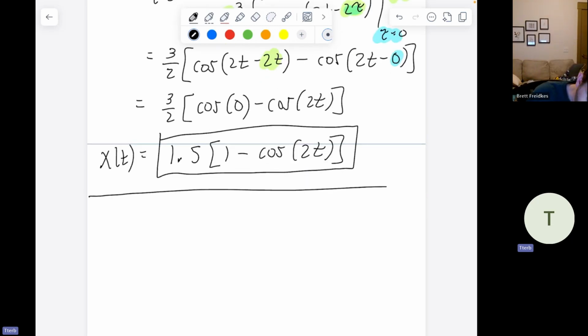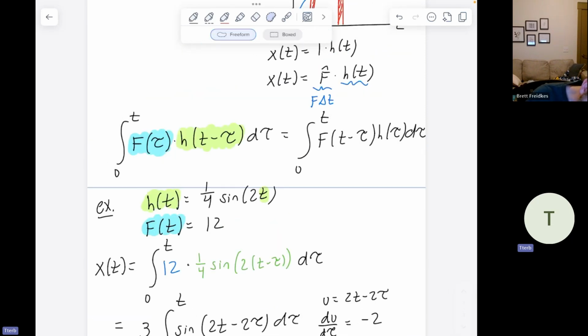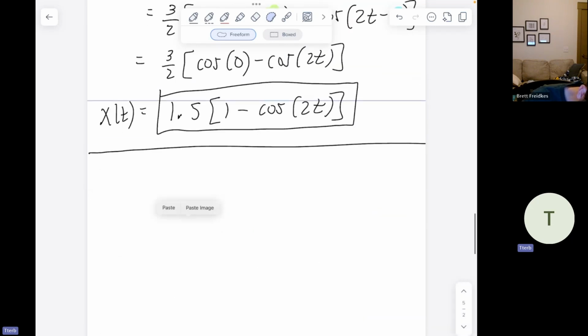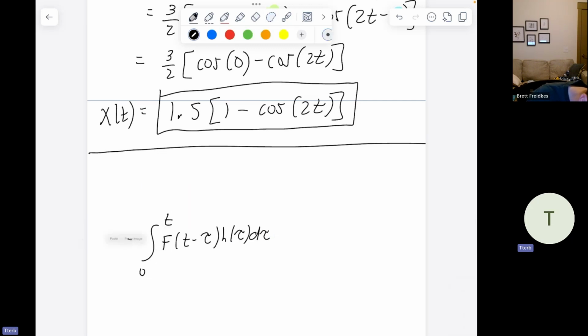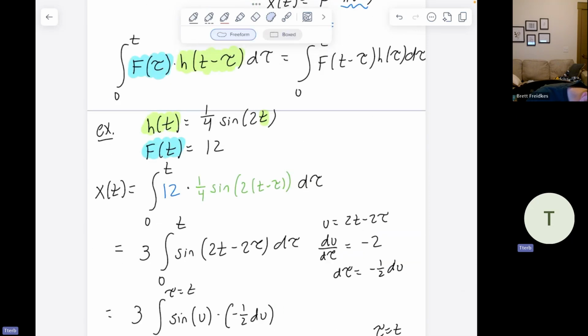Now, that was kind of annoying because of the u sub. Sometimes we can be smart. And let's say we go ahead and use this other definition. You'll see what I mean when I say we can be smart. So I'm going to copy and paste a few things. Let's copy and paste this. This is x of t. And I'm going to copy and paste our h of t and our f of t.